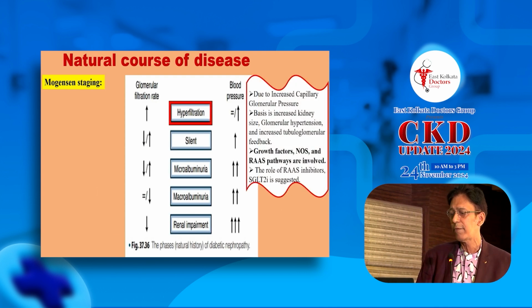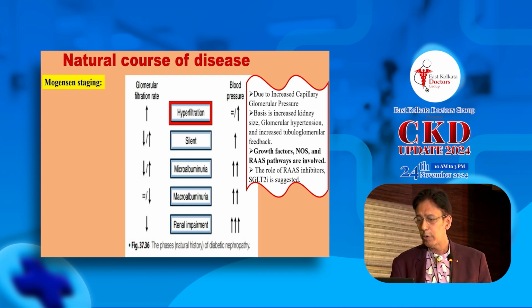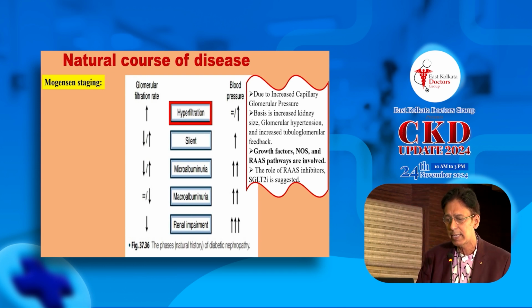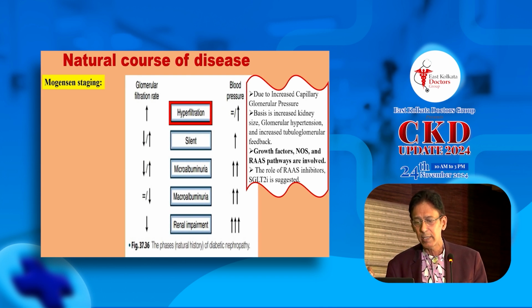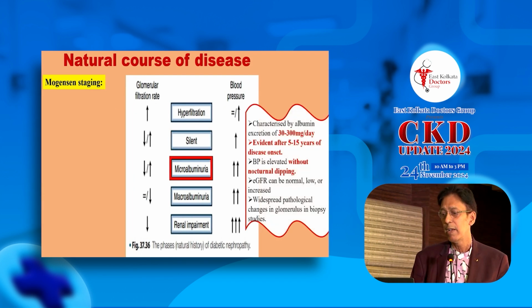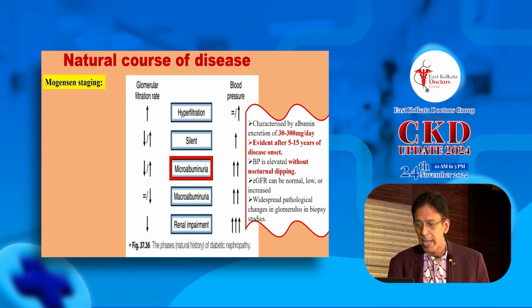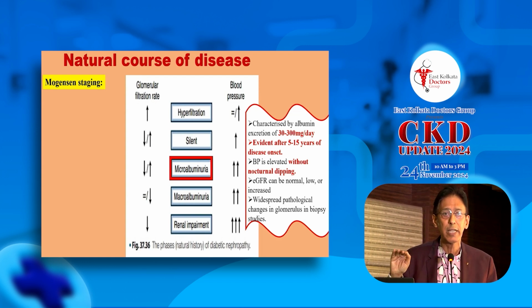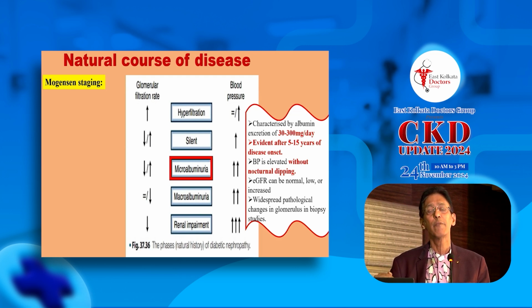The first stage is the stage of hyperfiltration, hypertrophy, followed by a silent stage, a quiescent stage, but there are structural changes in this stage, like basement membrane thickening, mesangial expansion, podocyte loss, and so on and so forth. And if we could do a renal biopsy at this stage, these histopathological changes can be detected. The third stage was the stage of incipient nephropathy or microalbuminuria. And what is important is that up to this stage, diabetic nephropathy was thought to be reversible with intervention, with good glycemic control, with use of ACE inhibitors or ARBs.